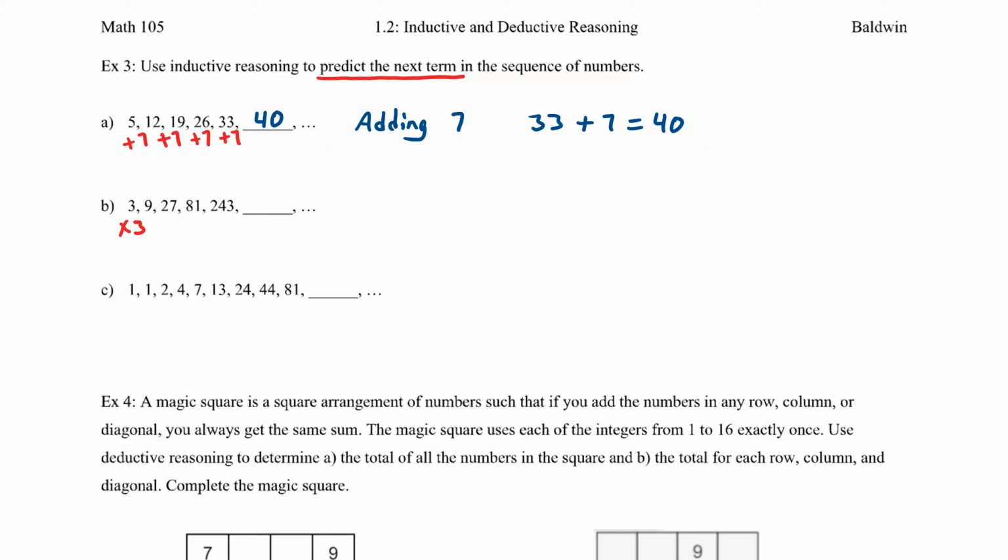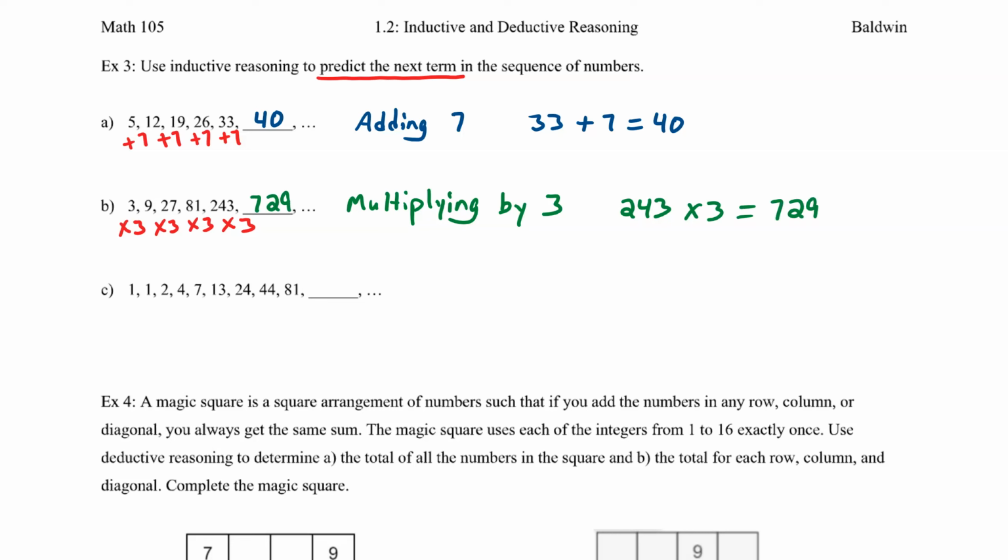9 times 3 also gives us 27. 27 times 3 gives us 81. 81 times 3 gives us 243. So in this case, our pattern is multiplying by 3. So then we have 243 times 3. When we multiply that, we get 729 for the next term that goes in the blank.